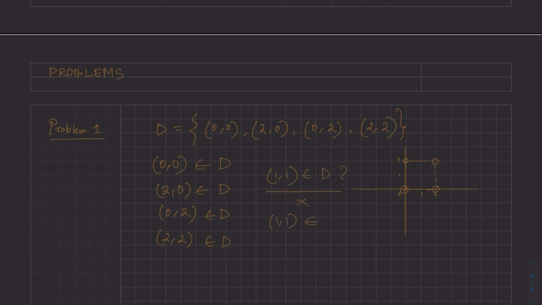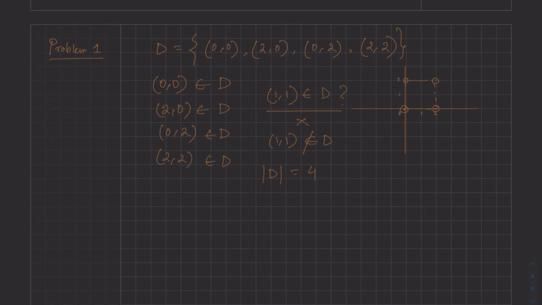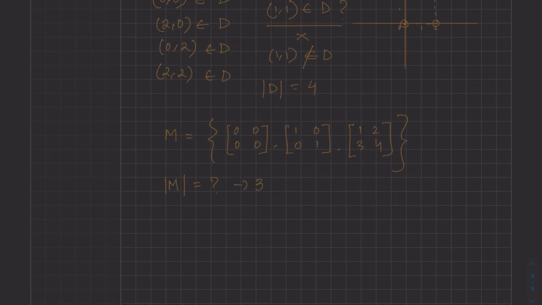So we can take this notation. Well, what's the cardinality of D? Obviously, you have 4 corner points, so you have 4 elements. Let's take another example. Let's say the set M. This time, it's a set of 2 by 2 matrices. What's the cardinality of M? Obviously, there are 3 elements, so you have 3 as the cardinality of M.